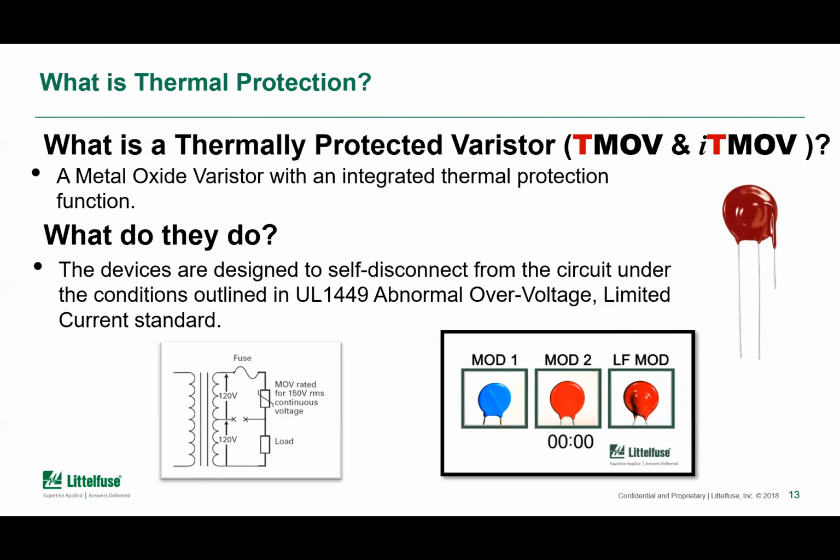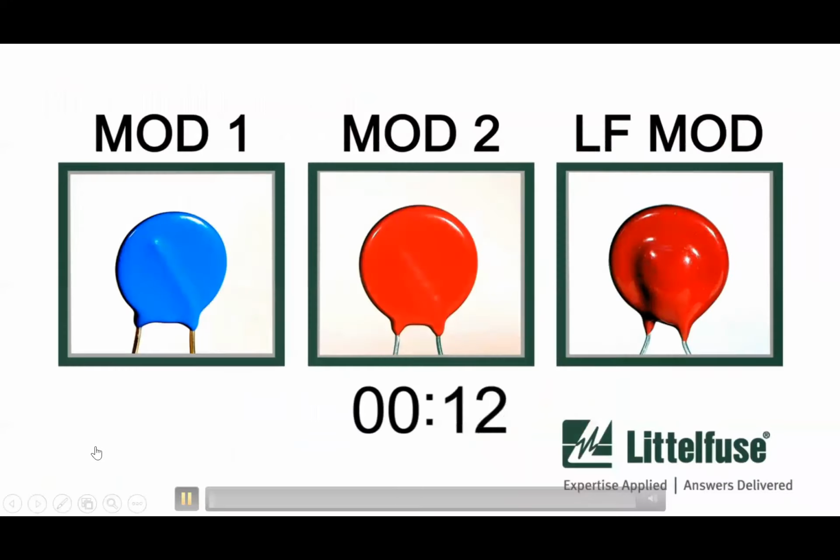What I have here is Mod 1 and Mod 2, which are MOVs that don't have any thermal protection, and we're going to apply an abnormal overvoltage limited current test to them. And then the last MOV is a thermally protected MOV, and we're going to apply the same test to that, and you'll see what the effect is on these components.